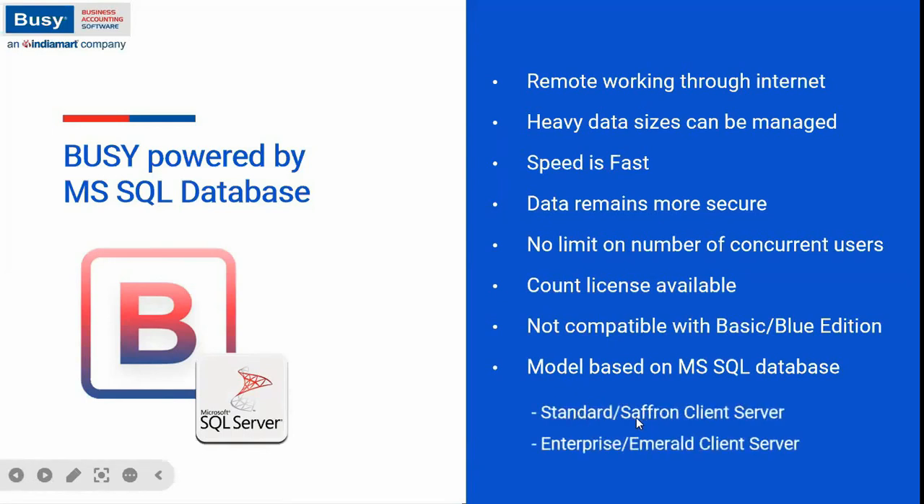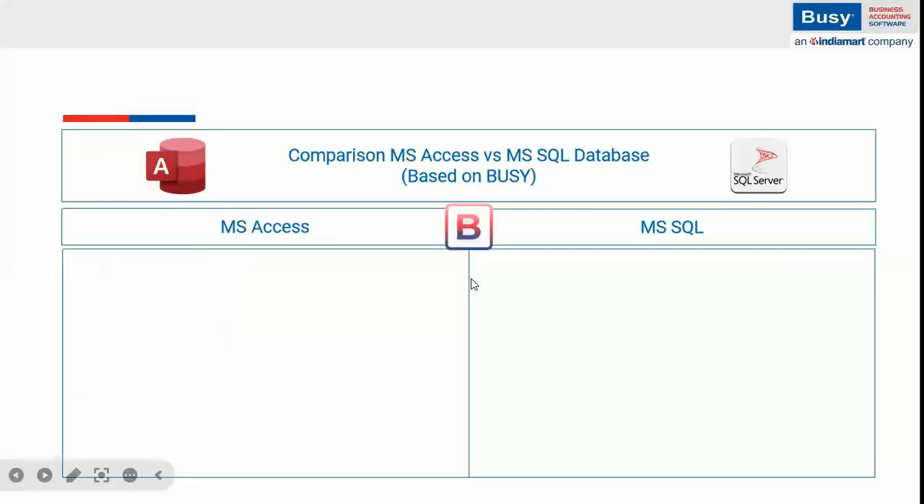For the Standard model, the name is perpetual license, and another name is Saffron. Saffron is for the subscription mode, the subscription license, and these two are available with client server edition: Standard client server edition and Saffron client server edition. Another important license here is the Enterprise model. The Enterprise model is for the perpetual license, and Emerald is for the subscription license. Both models are available with client server edition: Enterprise client server edition and Emerald client server edition. So these are the models of the MS SQL database.